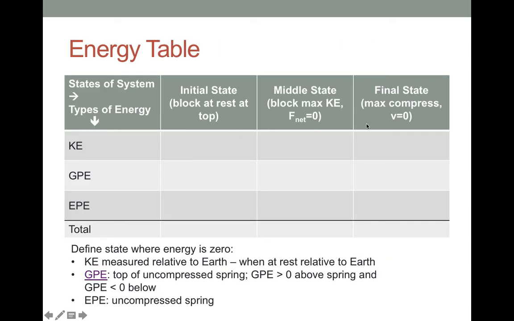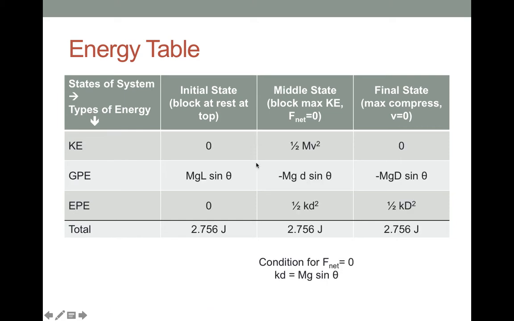Now what we can do is fill in all of these boxes in our table, and that's what I've done here. At the initial state, that's fairly straightforward. The kinetic energy is zero. The spring has not been touched yet, so that's still no potential energy. We start with gravitational, and that's the mass times g times L sine theta, which is how high up it starts. All of those numbers we know, we plug them in, and we can calculate the total amount of energy. And that stays the same all across. So once we've calculated it in the initial state, we know how much we must have in the middle state and at the final state.